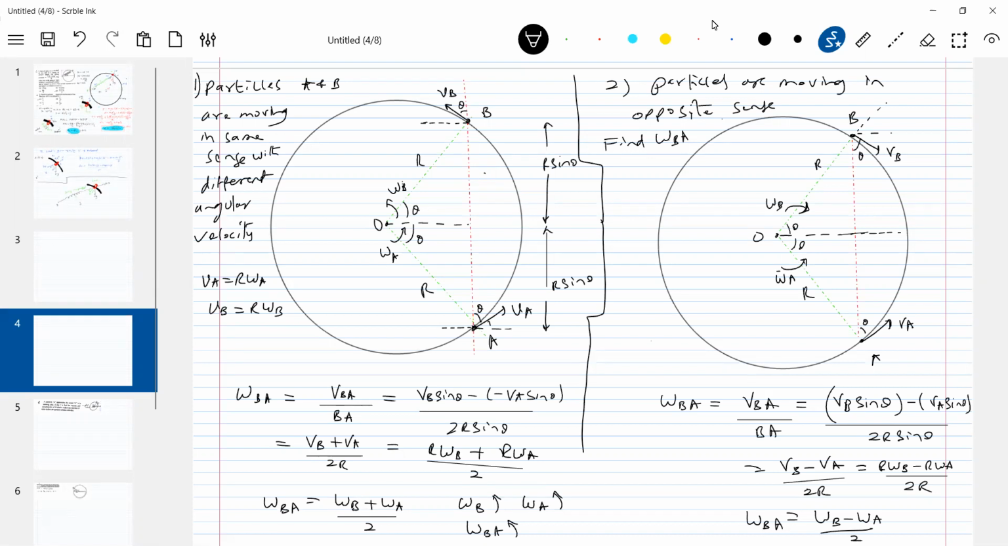What is the sense? Who will give the sense? If omega B is greater than omega A, the resultant will be in the direction of omega B. If omega A is greater than omega B, the resultant will be opposite, in the direction of omega A. So the vectors will be directed opposite, and the result will be along the direction of the greater one. So for two particles moving on the same circle, this is the formula for the angular velocity of one with respect to the other.